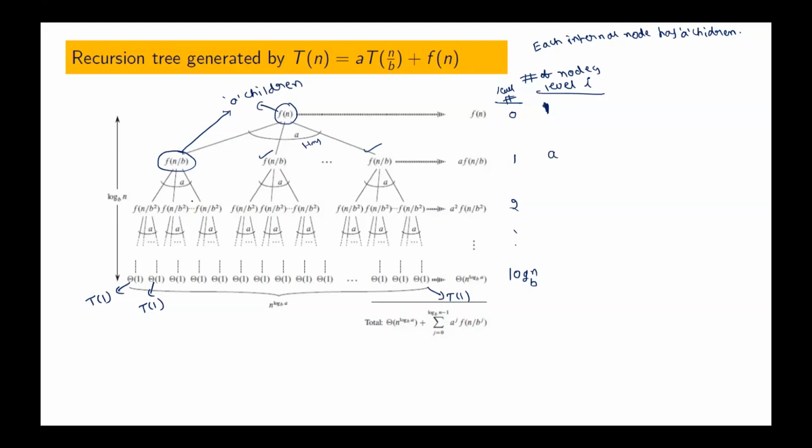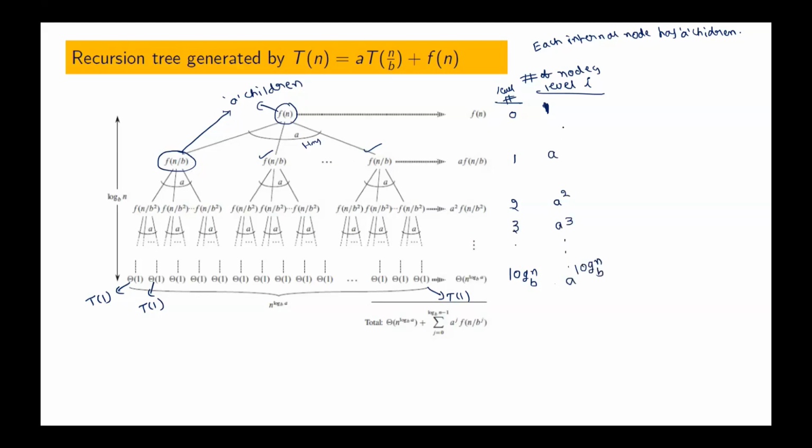How many nodes are there at level 2? There are a nodes at level 1. Each node of level 1 has again a children, a into a. So how many nodes are there at level 2? A square. How many nodes will be there at level 3? A cube. How many nodes are there at level log n base b? A power log n base b.